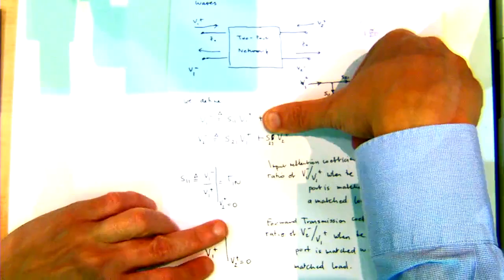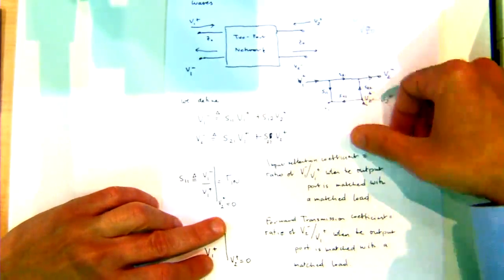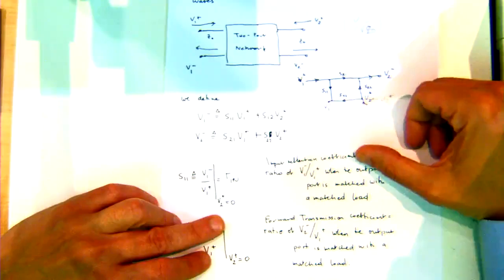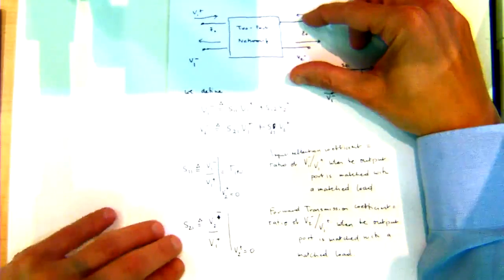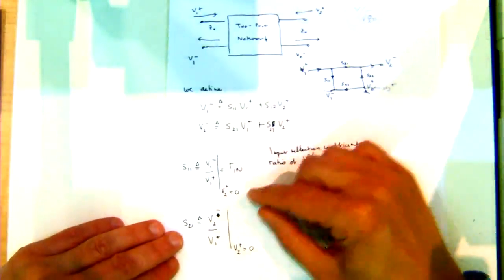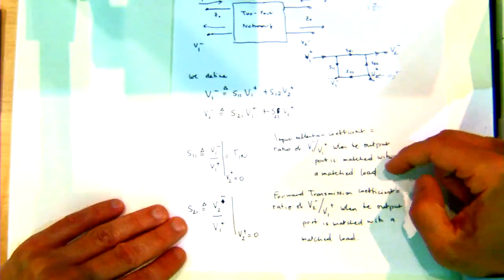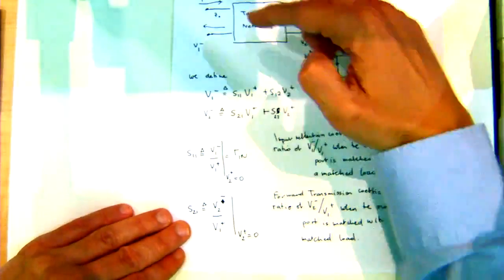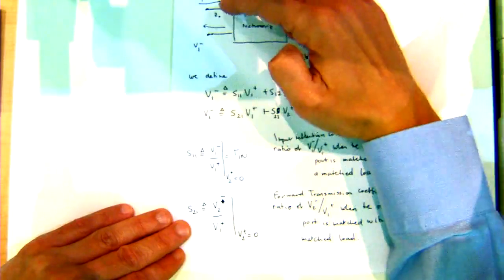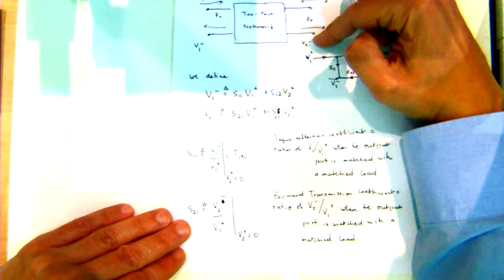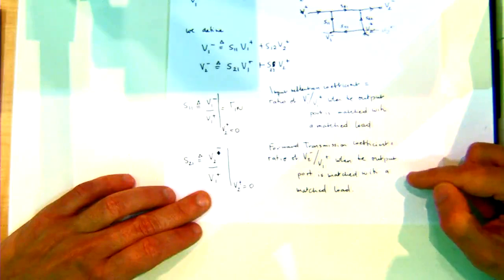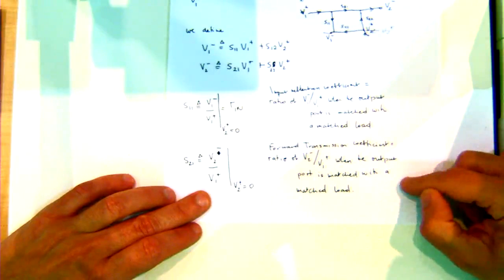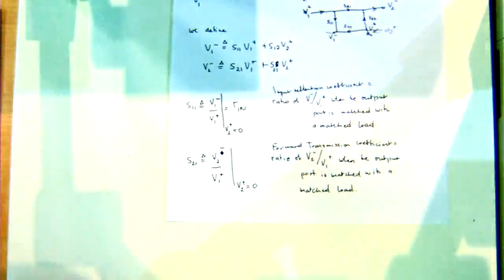And V2 equals 0 is essentially saying that the output port is terminated with a matched load. And likewise, we go through and determine S21, which is the forward transmission coefficient, which is essentially the ratio of V2 minus to V1 plus, and it's essentially when we have a matched load. Okay.